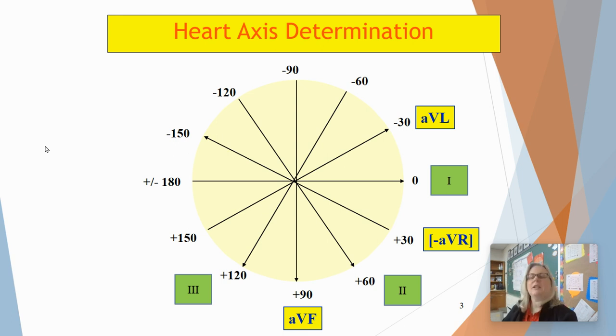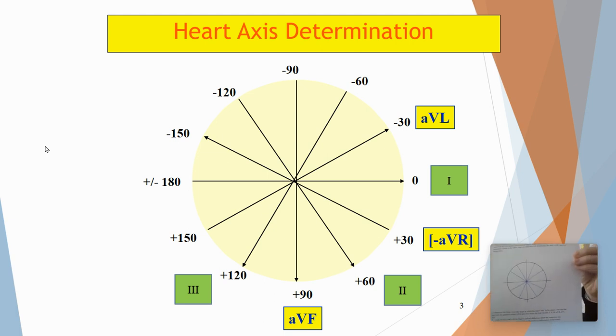You have probably seen this before when you're looking at different types of angles. So your finished wheel should look something like this, and it should look like the picture that's on the screen for you. This is to determine heart axis. The next part is I'm going to start putting the numbers in and then the letters. So I'm going to do the numbers.